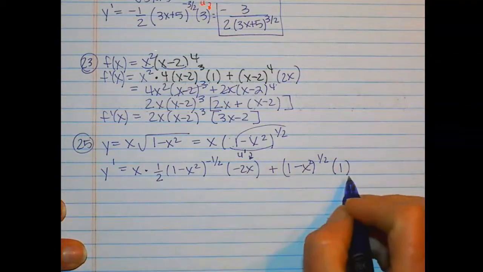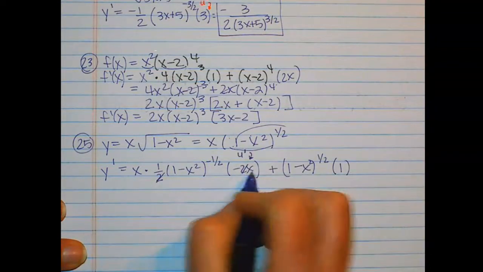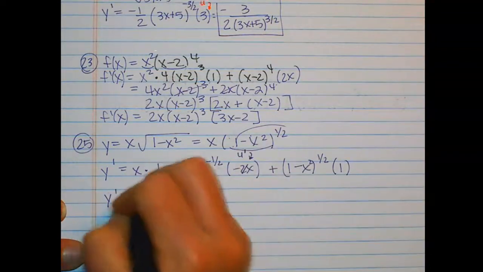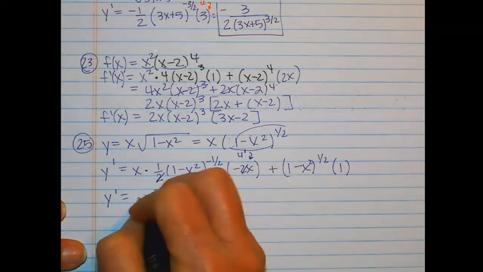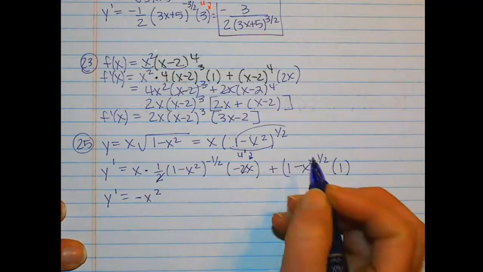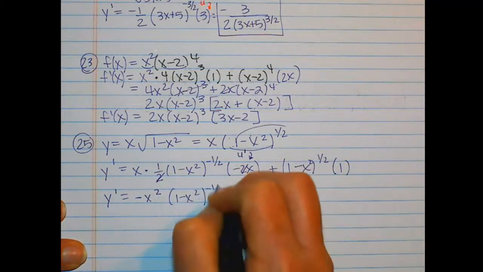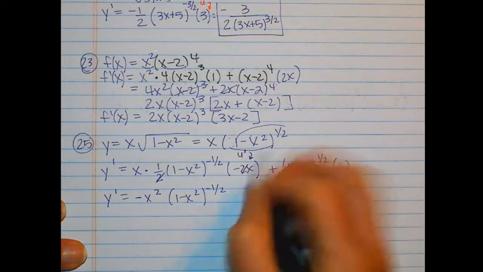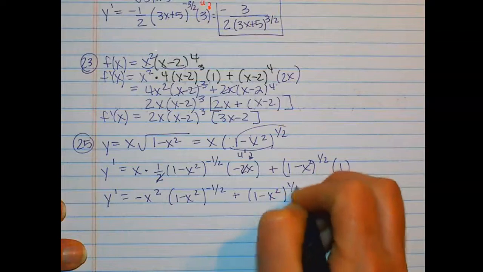This is hard to follow, so I'm going to multiply out things and simplify. I've got x times x. I've got y prime equals negative x squared times 1 minus x squared to the negative 1/2 plus 1 minus x squared to the 1/2.